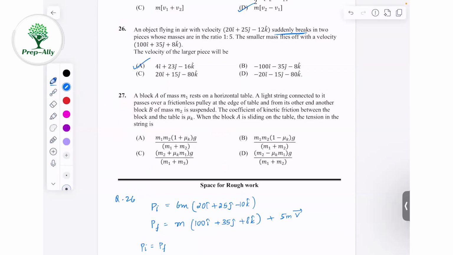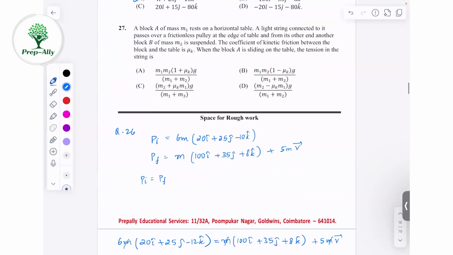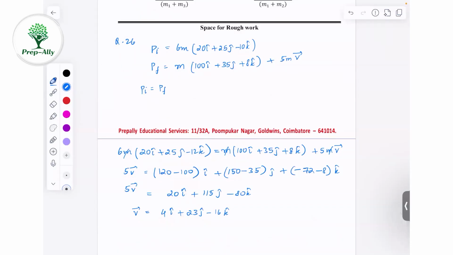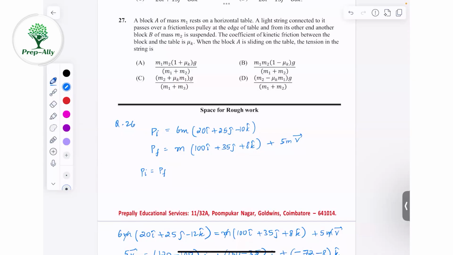This is just an application of conservation of momentum. We just equate the body's initial momentum to the body's final momentum. 27. A block A of mass m1 rests on a horizontal table.